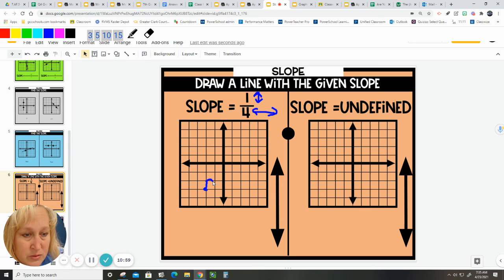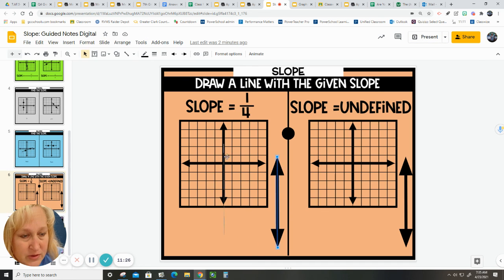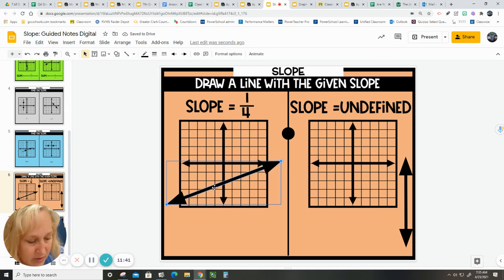So 1, 1, 2, 3, 4. There's another point. If I were going to continue, I would rise 1, and then run 1, 2, 3, 4. So my next point would be about right there. Same thing. So I'm going to drag, you got to get this, pull it over, and it erased all of my lines, but hopefully you guys can check it. So 1 over 4, I think I picked the spot right here. So that's, oh, I got to move him down a little.